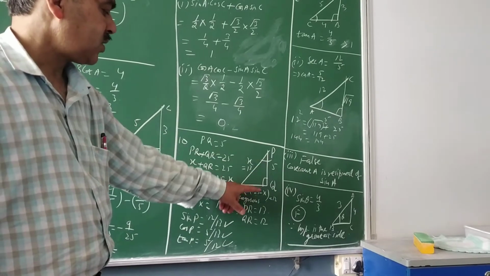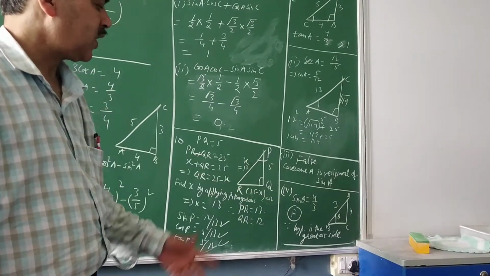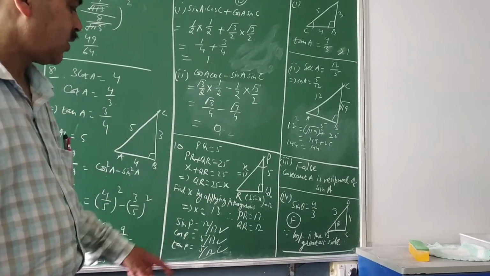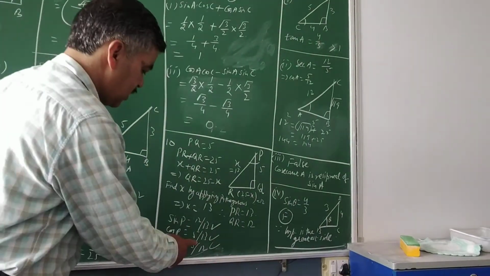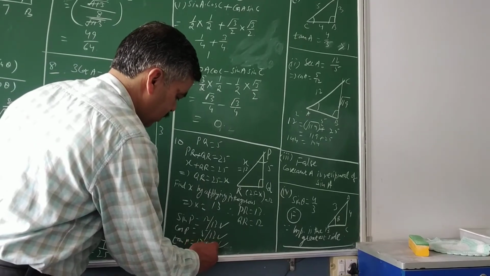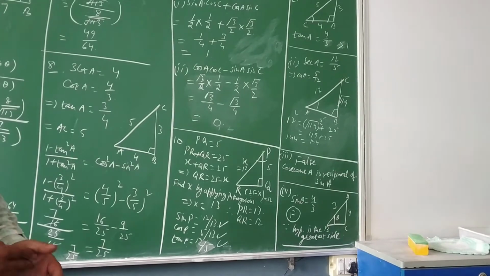Tangent P: this is the perpendicular, this is the base, so this is 12 and this is 5. Tangent is perpendicular upon base. So perpendicular upon base for tangent P is 12 upon 5. So that's all about your question number 10.